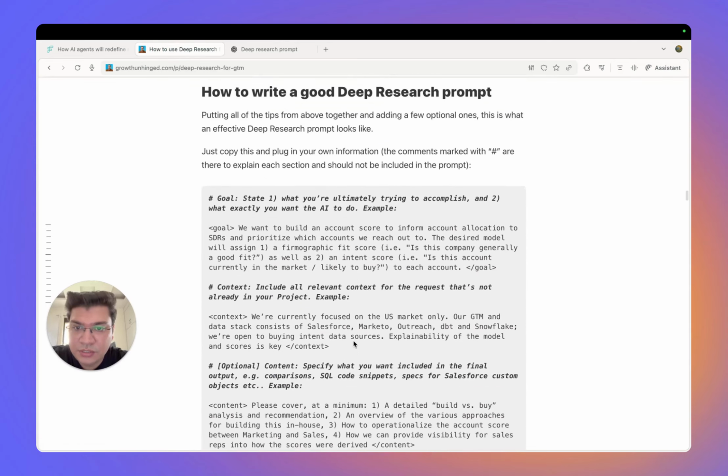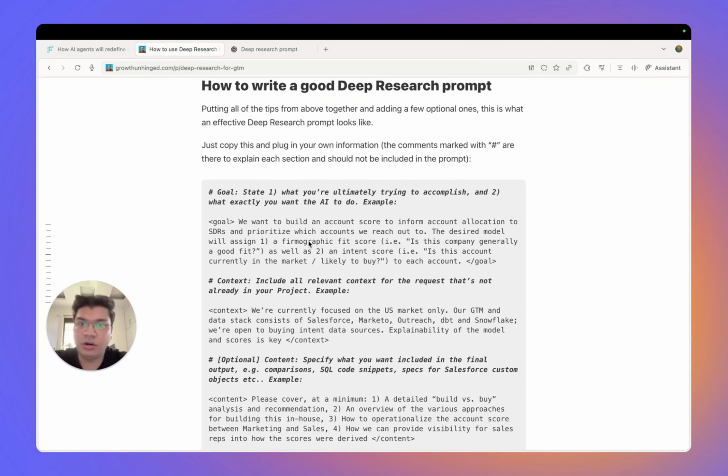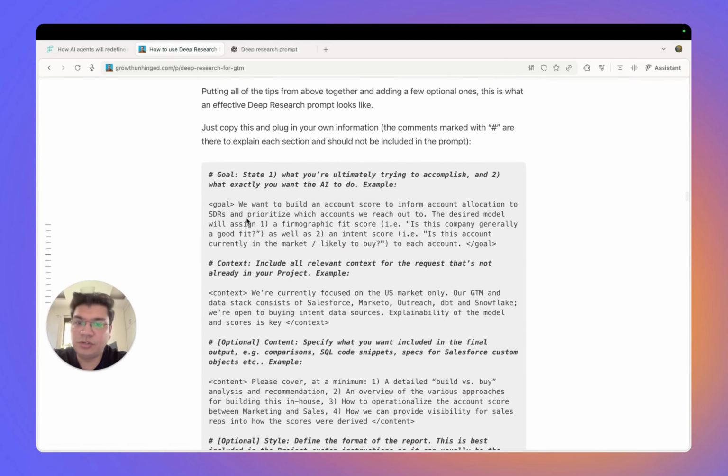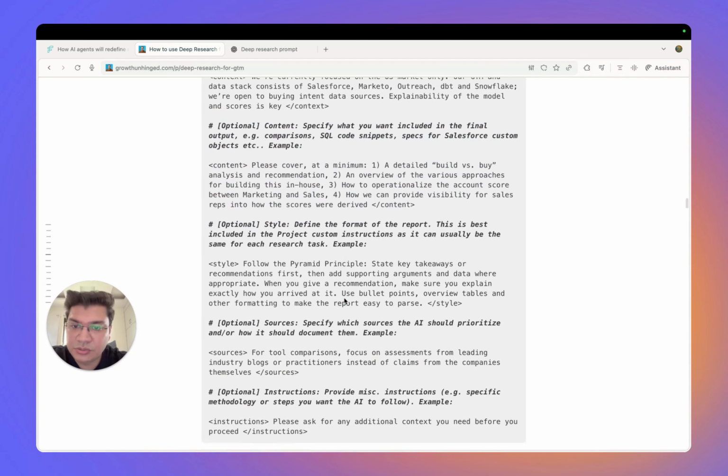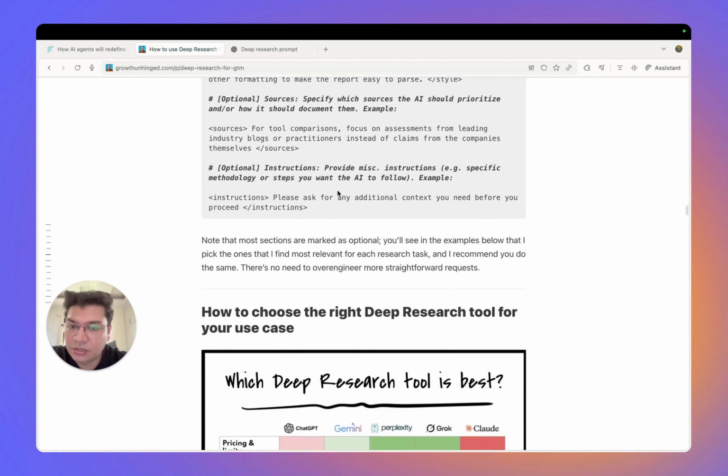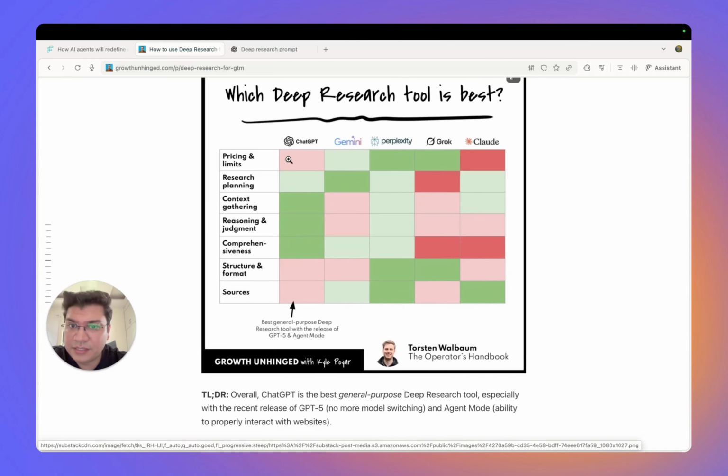Then they have also gone deeper into how to write a good prompt, which is more about first stating a goal, what you want to do, then you add context, then there is optional content that you can add depending upon your objective. According to them, ChatGPT is overall the best general-purpose research tool, right? So that is something that you can do.